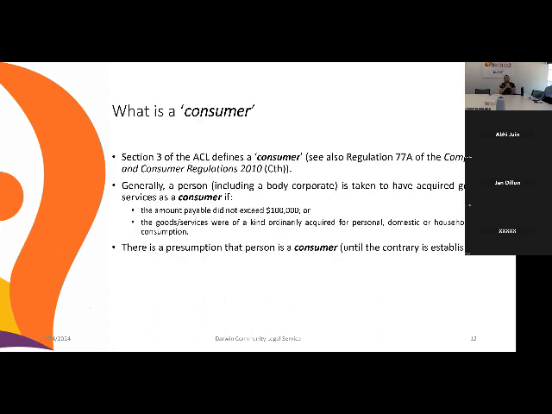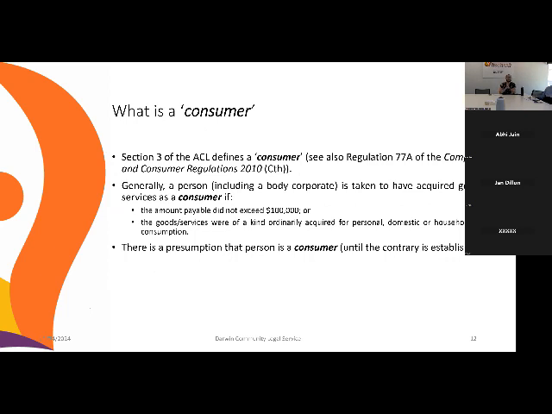The Australian Consumer Law provides a definition of what is a consumer. I've simplified it because technically businesses can fall within the definition of a consumer. There could even be arguments that government departments could. But essentially the easiest way of looking at it is this exclusive definition.